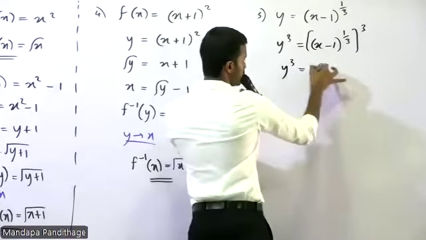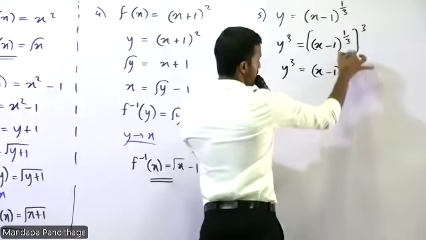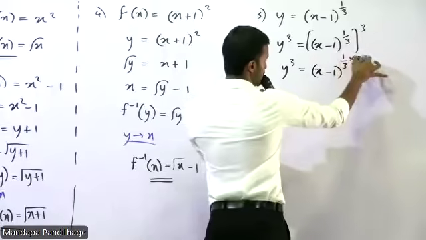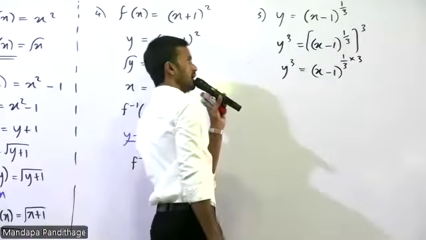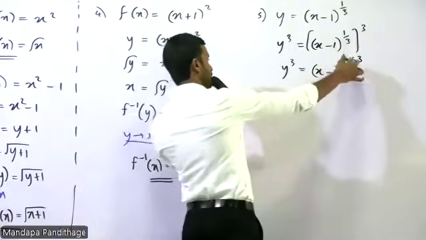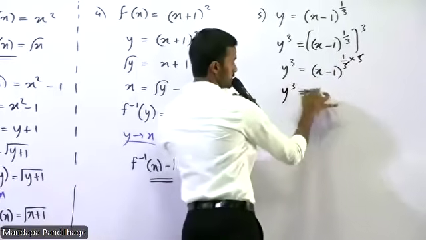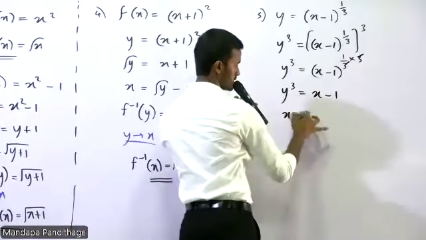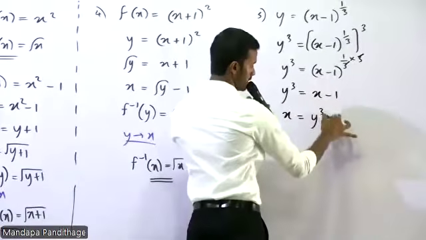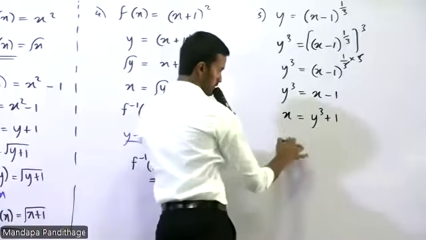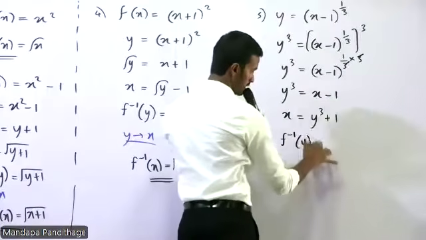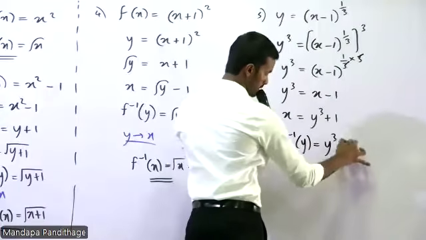We know the power of a power multiplies. The power of a power, it cancels off. So y cube is equal to x minus 1 means x is equal to y cube plus 1. So this is f inverse y is y cube plus 1.